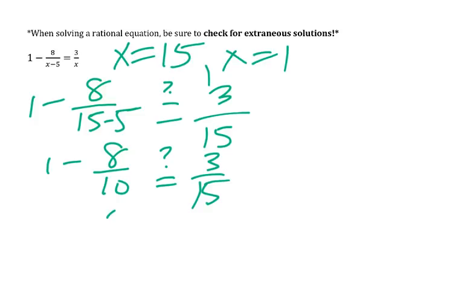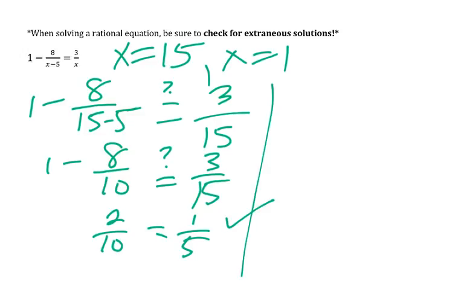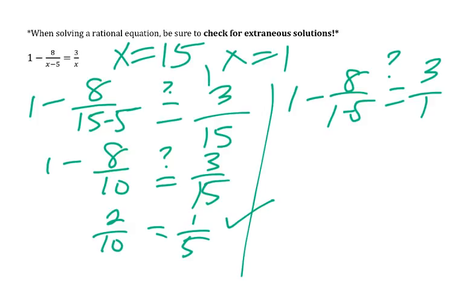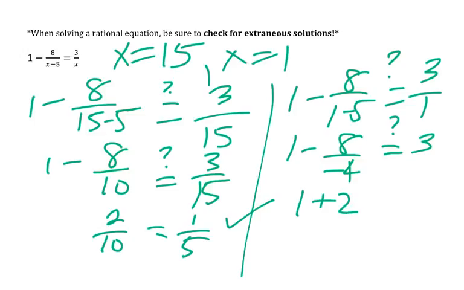If we simplify the left-hand side, we get 2/10. If we simplify 3 over 15, we get 1 over 5. And hopefully most of us can recognize 1 over 5 is the same thing as 2 over 10. So that checked out. Let's check it for x equal to 1. So 1 minus 8 over 1 minus 5, is that equal to 3 over 1? Well, negative 7 over negative 4, is that equal to 3?